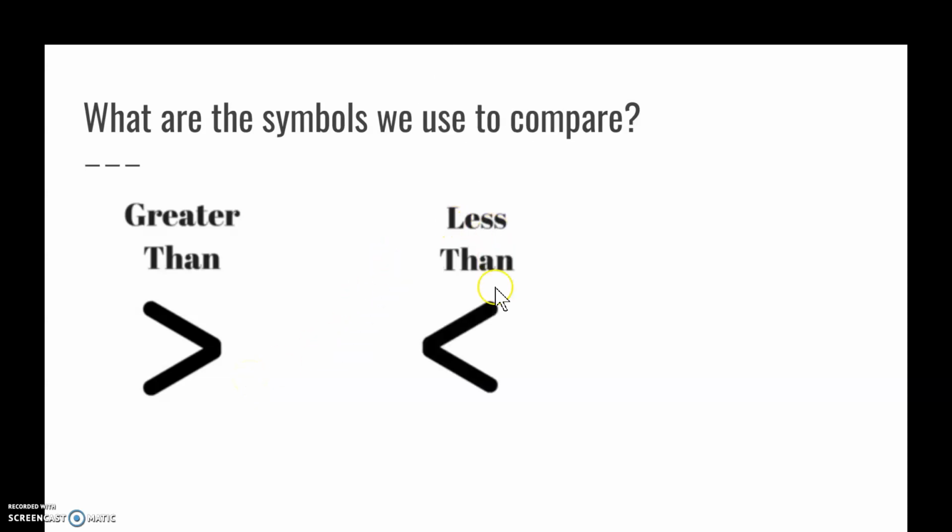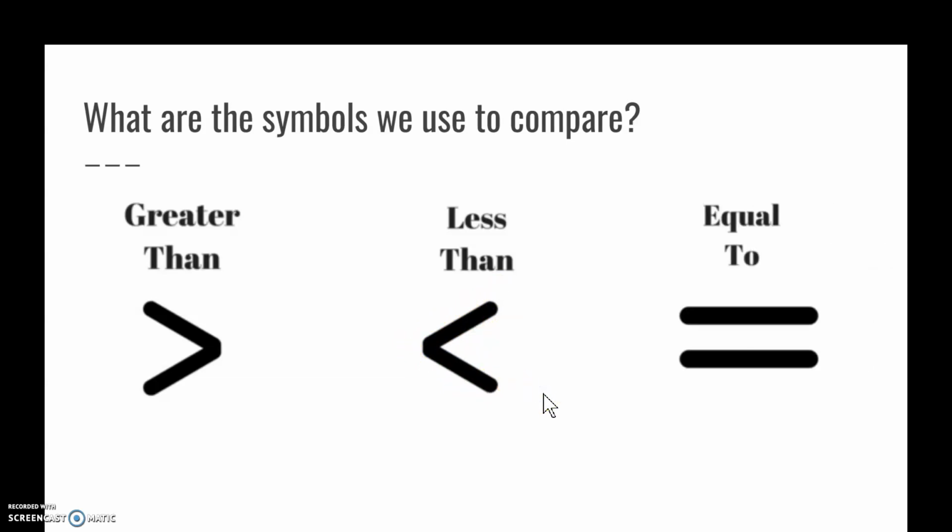This is the symbol for less than. Look at the less than. And finally, we have the equal to. So those are the three symbols we use to compare numbers. Think about greater than. What do you notice about that symbol? Less than and equal to.